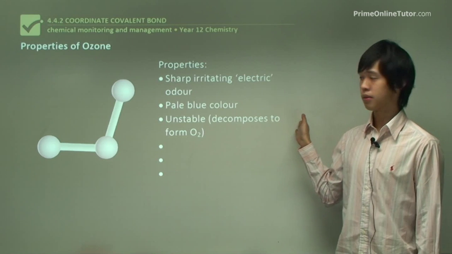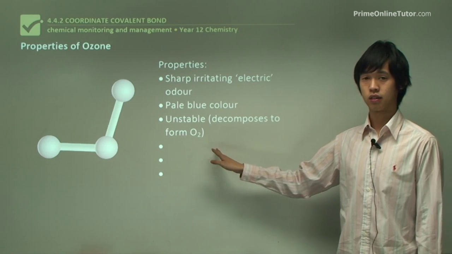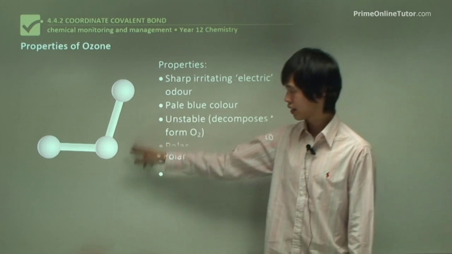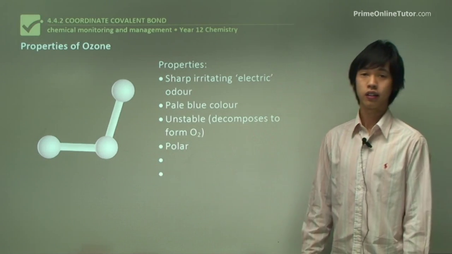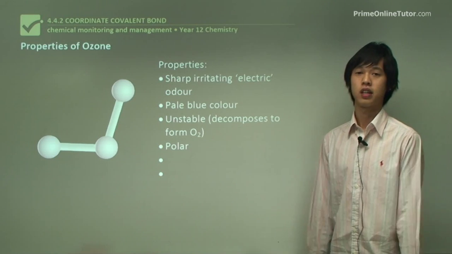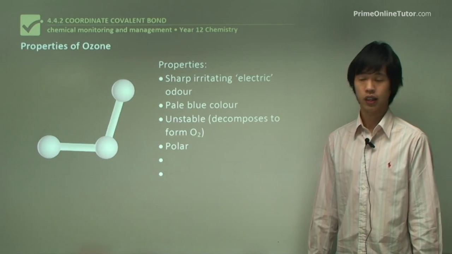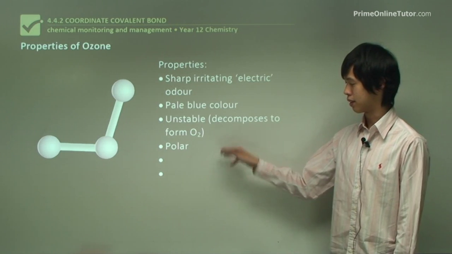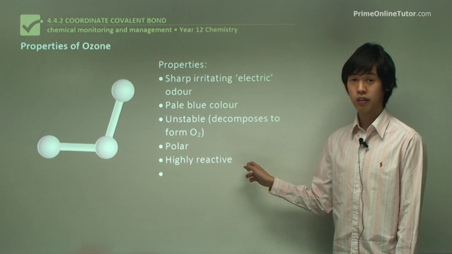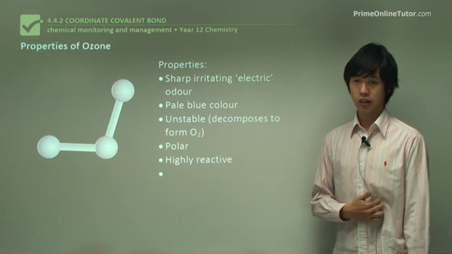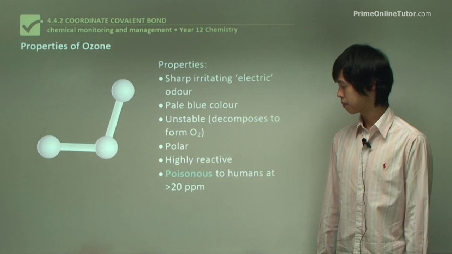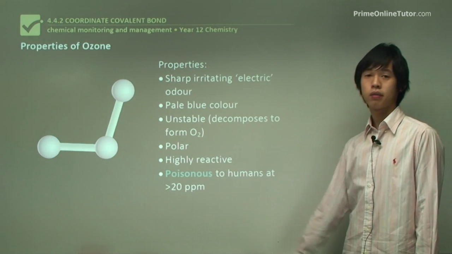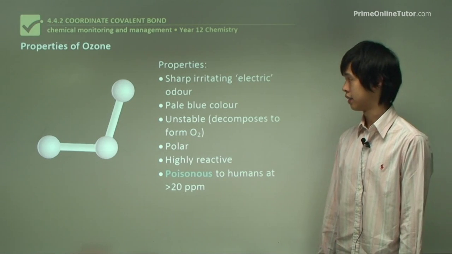Like I mentioned, it's unstable, so it decomposes to form oxygen gas or diatomic oxygen. It's polar, so because it's bent like this, it provides some polarity rather than being a straight chain molecule like oxygen gas. So it has some polarity, not as much as, say, water, but it's still a little bit. It's extremely reactive, as I mentioned. It's much more reactive than oxygen gas, and it's poisonous. So greater than 20 parts per million will give you a poisonous effect.